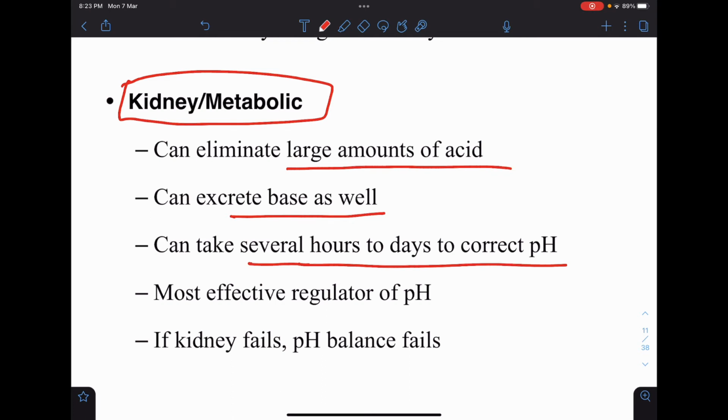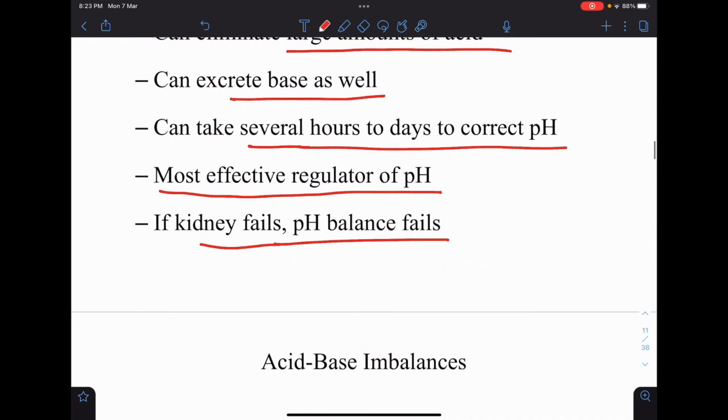And it is the most effective regulator of pH. If the kidney fails, pH balance fails. So it is very important to take good care of the kidney.